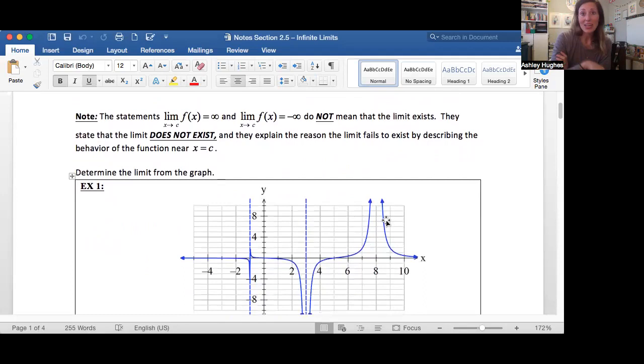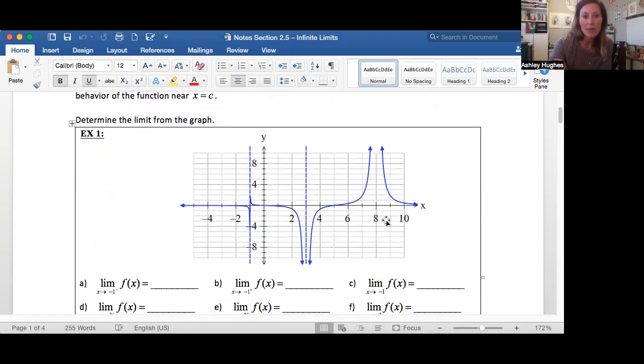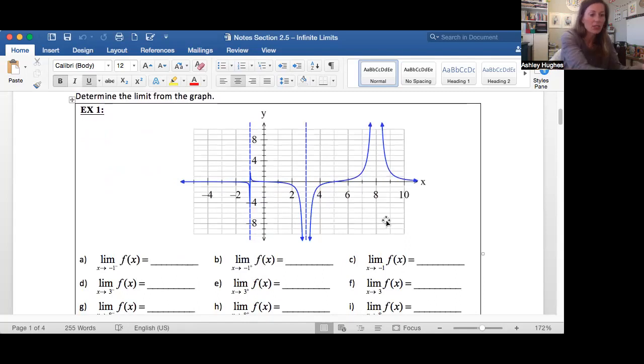So again, the limit does not exist. If the limit equals infinity, it does not exist. It's just describing what's happening. So if we look at this graph here, we can talk about what's happening.